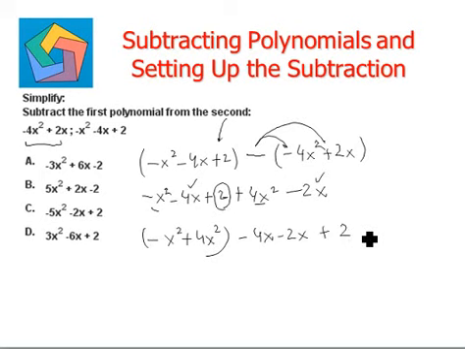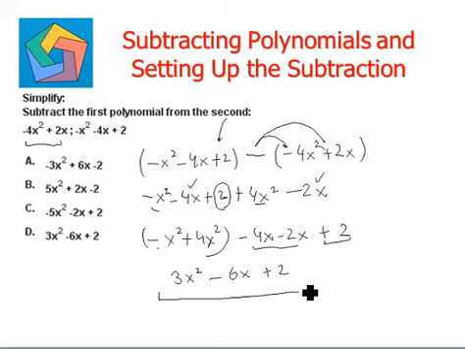Now negative x squared plus 4x squared is a 3x squared, negative 4x minus 2x is negative 6x, plus 2 as it is. This is the final answer and can be seen in option D.